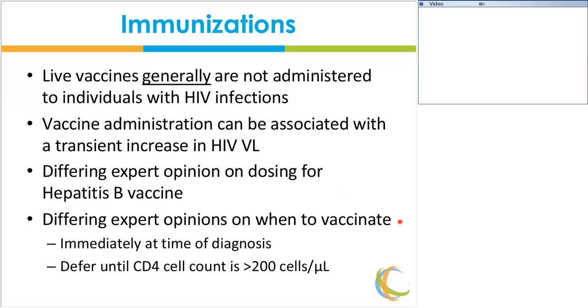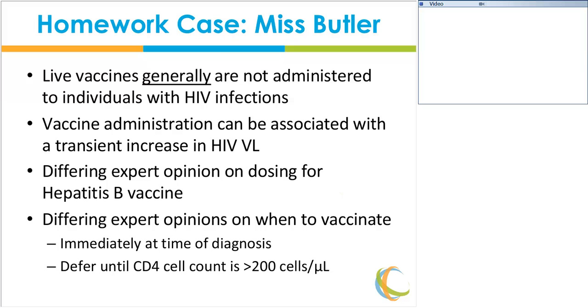And there continues to be a difference in opinion on when to vaccinate. Some people are very adamant that you should vaccinate immediately at the time of diagnosis for most of these vaccines. And another camp of people are just as adamant that those folks with very suppressed immune systems are unable to mount an antibody response, so they will wait and administer vaccines when the CD4 count gets to be 200 cells or higher. So you'll hear that and see that in the literature as well.